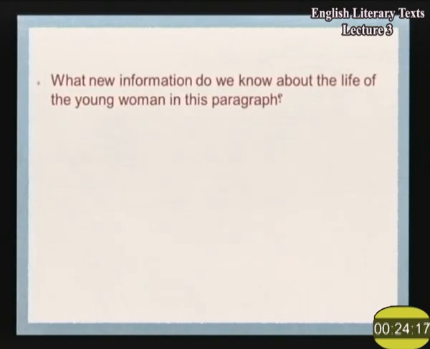So, reading these few paragraphs, what new information do we know about the life of the young woman? Again, just some tips for reading. You read the whole paragraph and try to get the main information, and then you can find the details later, perhaps in your second reading, in your third reading. But try to get both main information and a main feeling.